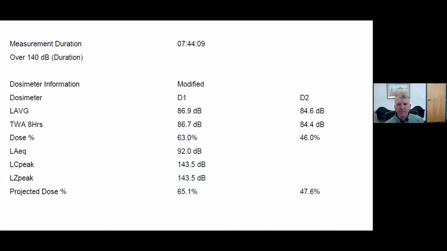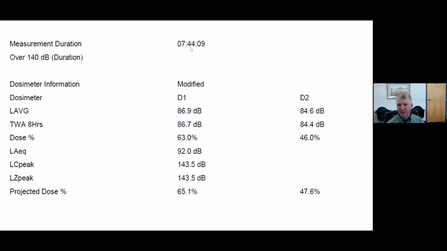And here's an actual noise dosimeter printout. This is from a Casella, and what I want you to focus on is L average and the TWA. If you notice, in this case, the period was 7 hours and 44 minutes. And as I mentioned earlier, these dosimeters have different channels that are set for different parameters. This one is set for the hearing conservation standard. This one is set for comparison to the OSHA PEL.